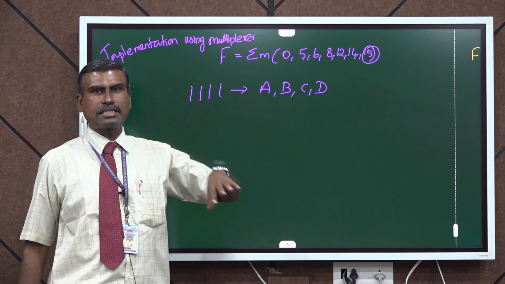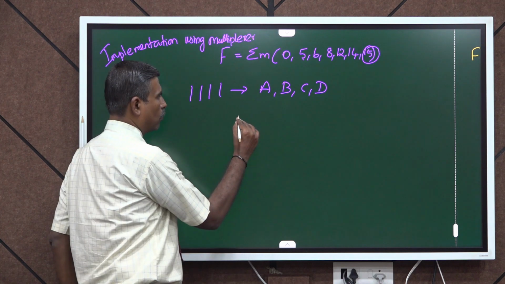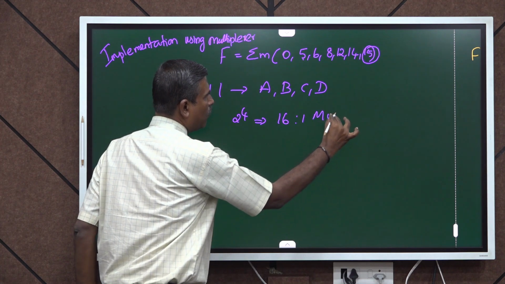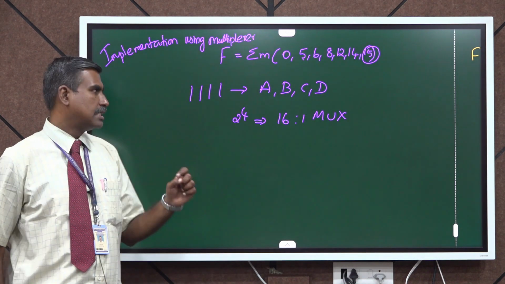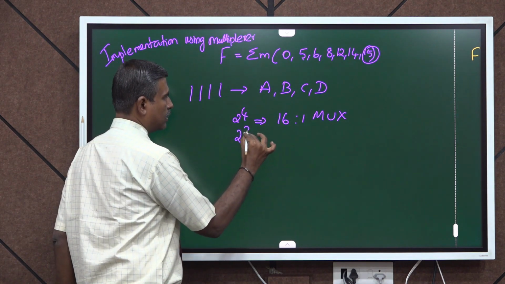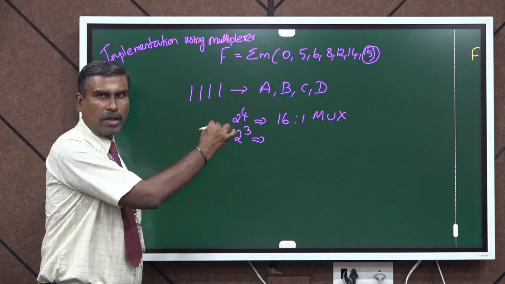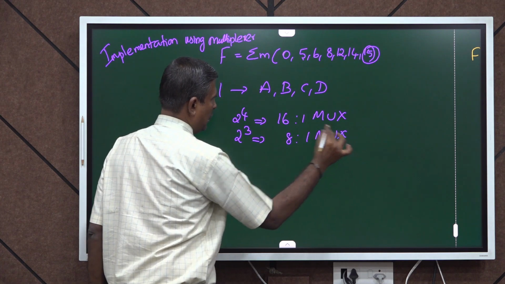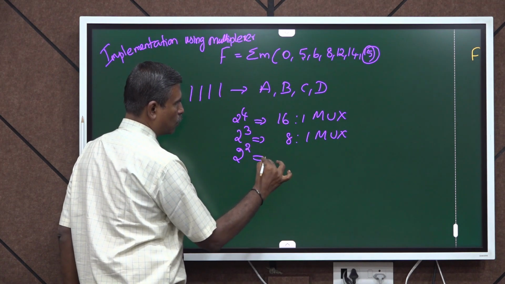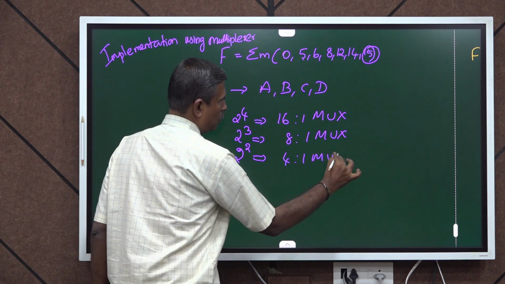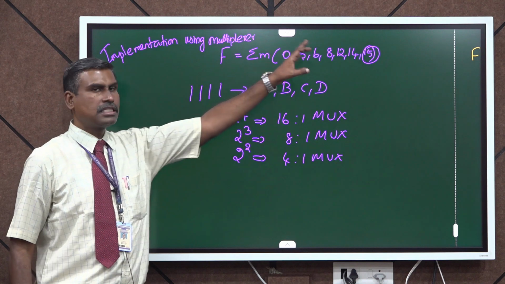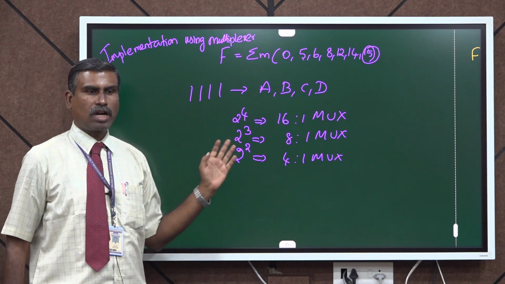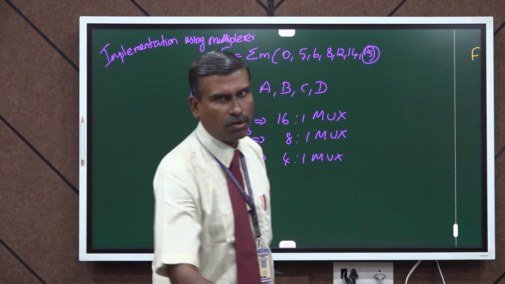What are the different kinds of mux that can be used here? 2 power 4 gives 16:1, so we can implement this using a 16:1 mux. Similarly, we can also use 2 power 3, so the exponent is reduced by 1, which gives an 8:1 mux. And similarly, we can implement it using 2 square, that is a 4:1 mux. Here we are going to discuss implementing any given Boolean function using a 16:1 mux, an 8:1 mux and a 4:1 mux, and the different steps that have to be followed. That's the main objective of this video.